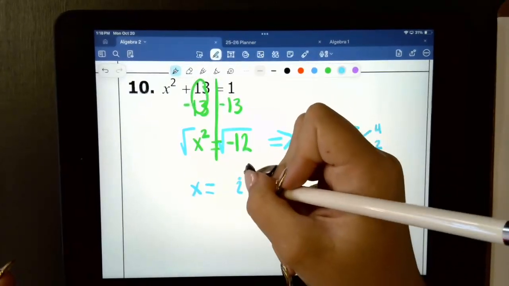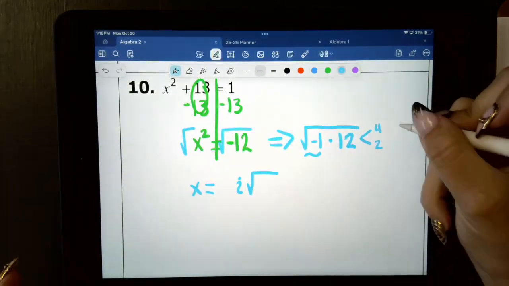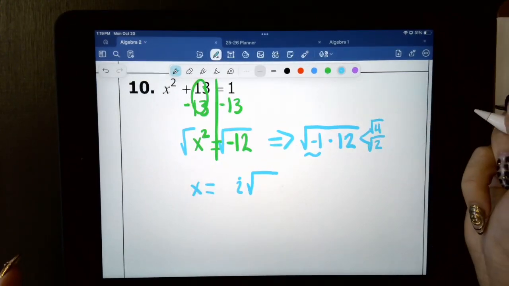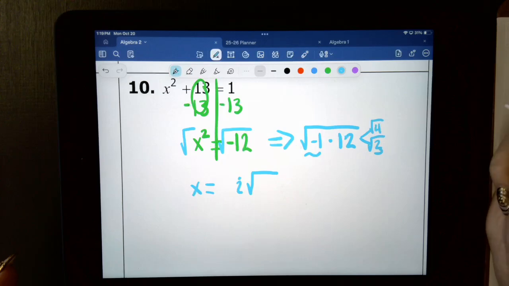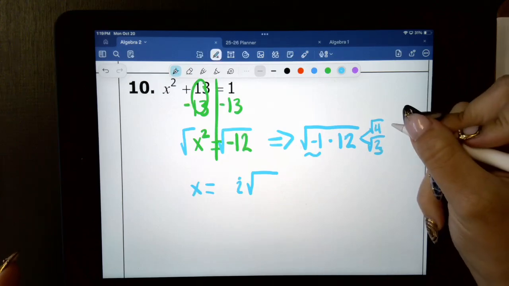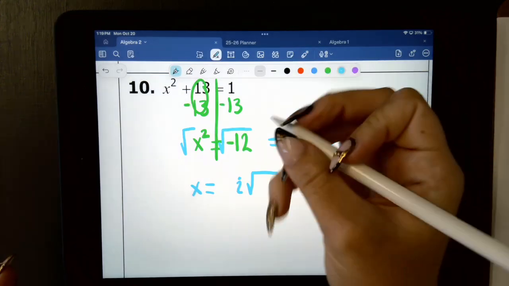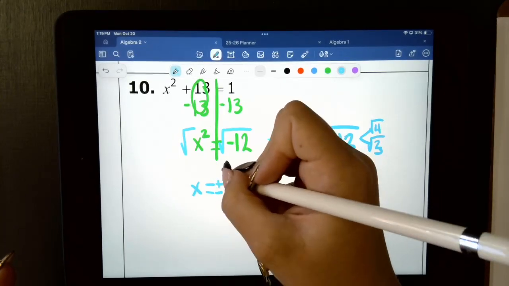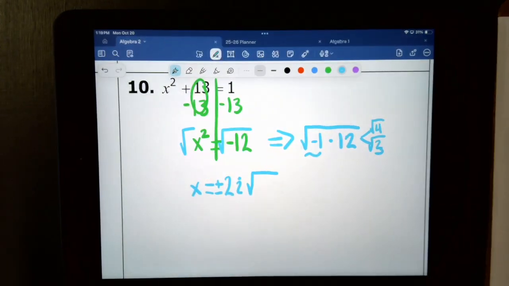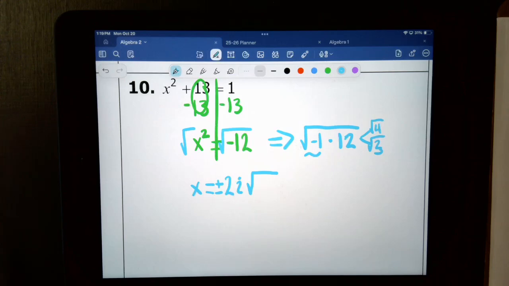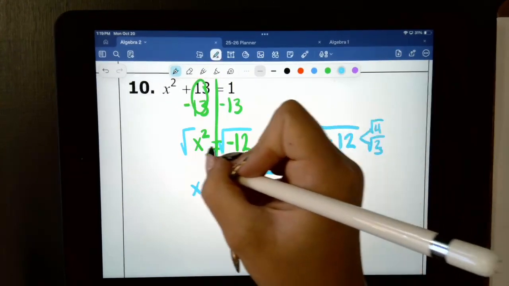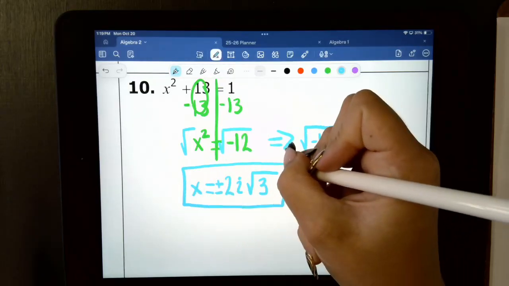And we know something's going to be left inside the square root. So we've got square root of 4 and square root of 3 is going to give us 12. So square root of 4 is plus or minus 2. And so we're going to have plus or minus 2i on the outside of the square root. And then we're going to have 3 left on the inside. And that is our final answer.